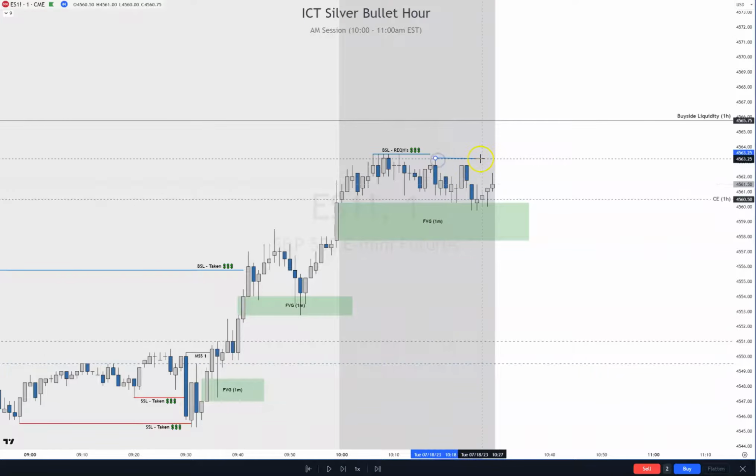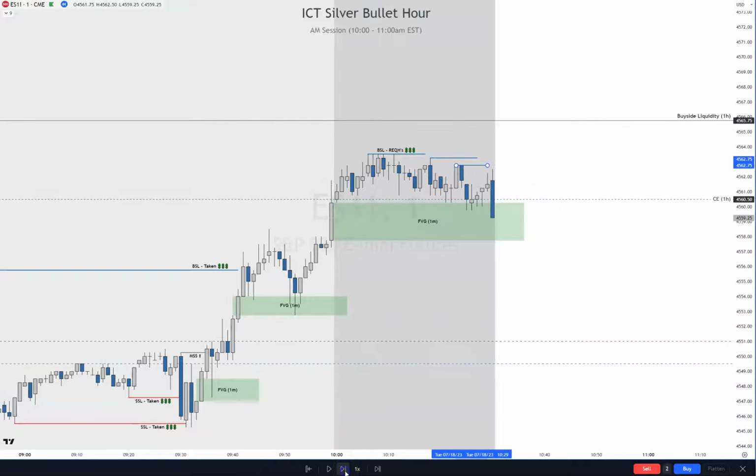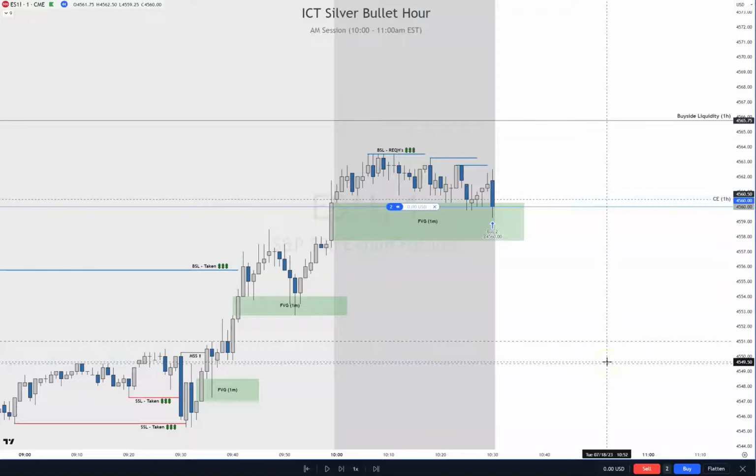You got a swing there. You have a failure swing here. Alright, I'm going to buy two right there. I'm going to get it. Alright, my target is going to be here.